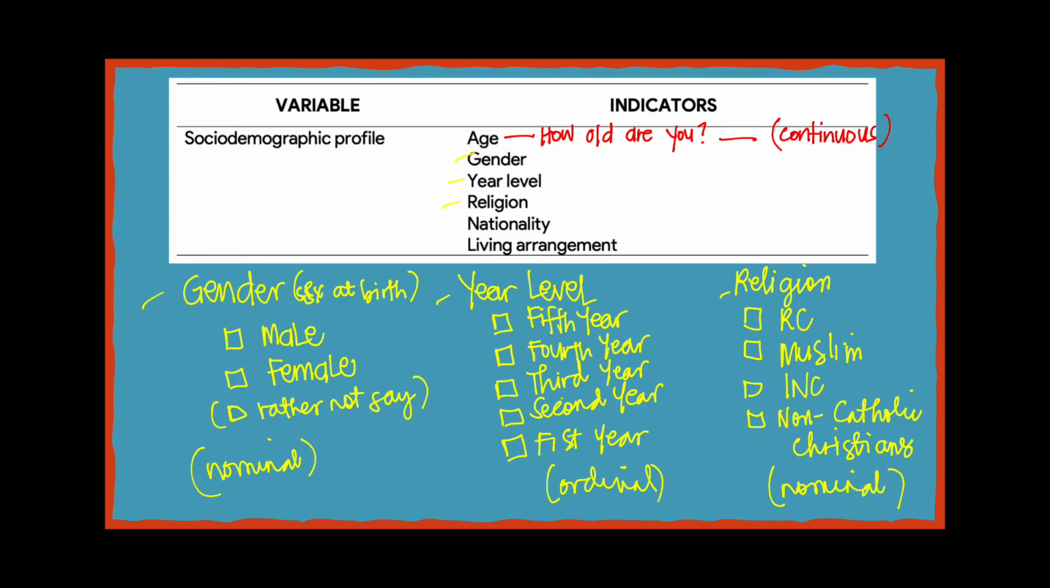And again, you have to be very cautious of the options that you put. Like for example, here you have RC, Roman Catholic, Muslim, Iglesia ni Cristo, non-Catholic Christians. Maybe in the locality that you are distributing this questionnaire has a more or less diverse religious affiliation. So you have to put that into consideration when you provide an option. And of course, don't forget to put others, so that those who do not identify within these religious affiliations will be able to answer and give their specific religious affiliation.